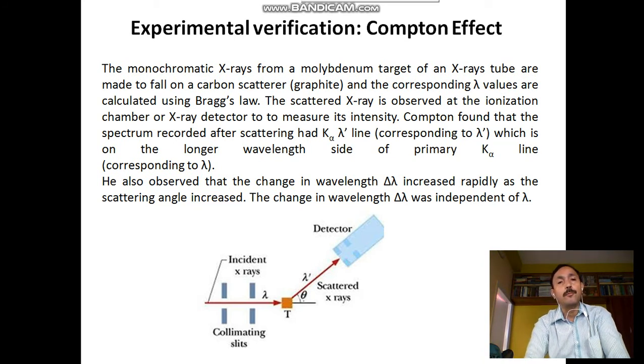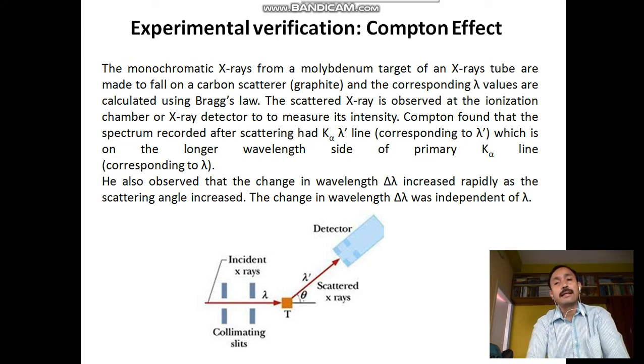Experimental verification of Compton effect. This is the experimental setup. Monochromatic X-rays produced from the molybdenum target of an X-ray tube are made to fall on a carbon scatterer. It's graphite. The corresponding lambda values are calculated using Bragg's law.